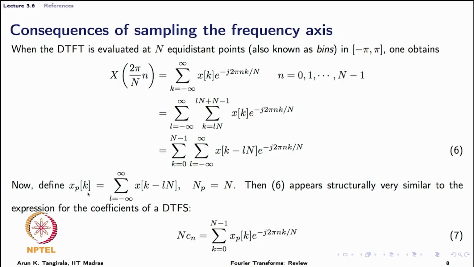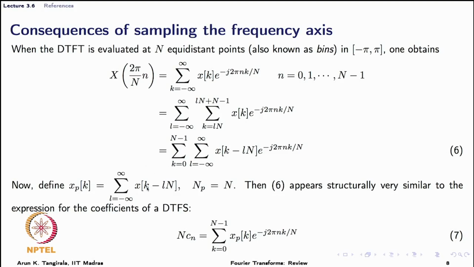Now we introduce a new signal x subscript p, which is this infinitely summed up x of k minus L N, and there is a reason for doing that. Here you can see that this particular signal x p of k is periodic, it is actually periodic with a period N. That means you can show clearly that x p of k plus N is nothing but x p of k itself, and that is why we have used a subscript p to indicate that this infinite sum is nothing but a periodic signal.